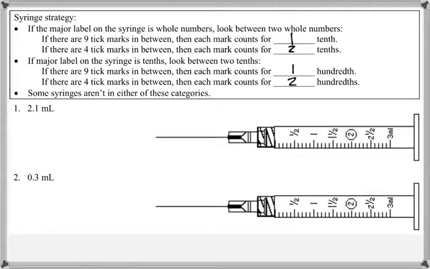So number 1, we're trying to label 2.1 milliliters. So let's look between the whole numbers. Let's look between 1 and 2 and count how many tick marks there are. So there's 1, 2, 3, 4, 5, 6, 7, 8, and 9. So each one is counting for 1/10.